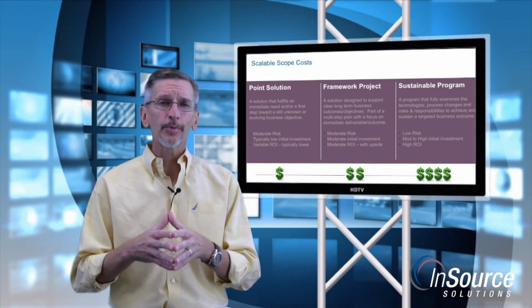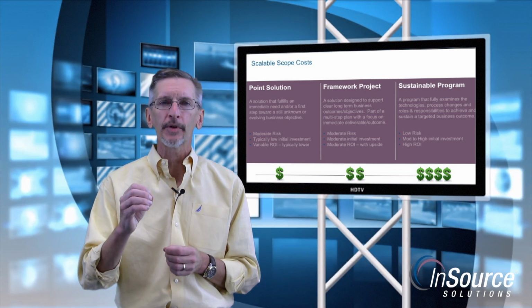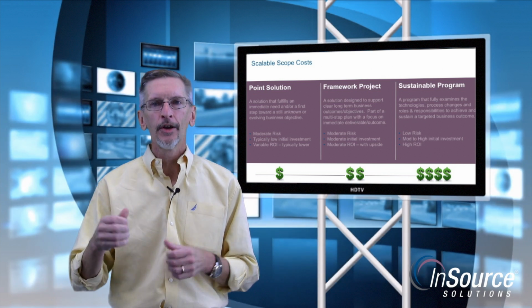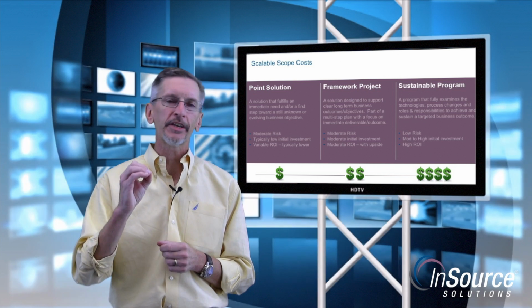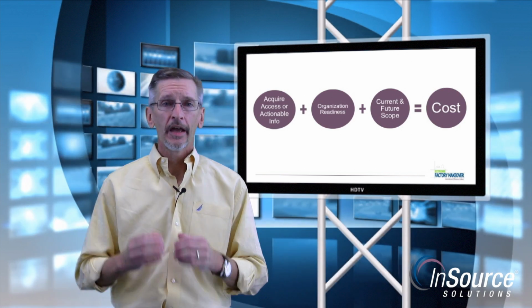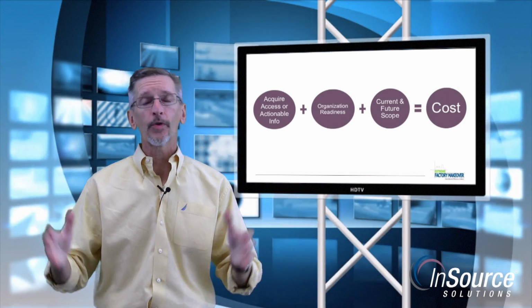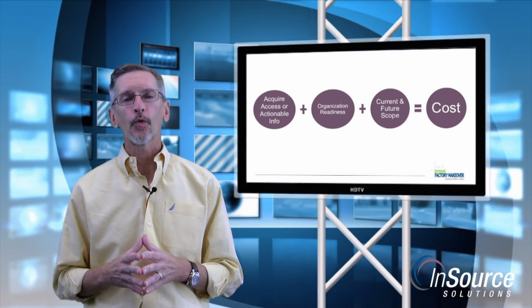Or are you looking to implement a sustainable program where operational efficiency is just the first step, and in order to do that, you would like to fully examine the technologies, the roles and responsibilities, and the process changes required to get a high return on your investment? So dimension 1, actionable information. Dimension 2, organizational readiness. And dimension 3, the scope of what you're looking for into the future.